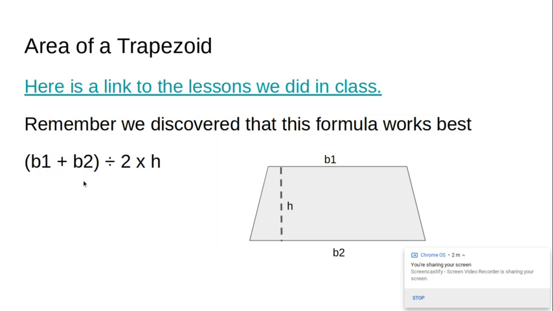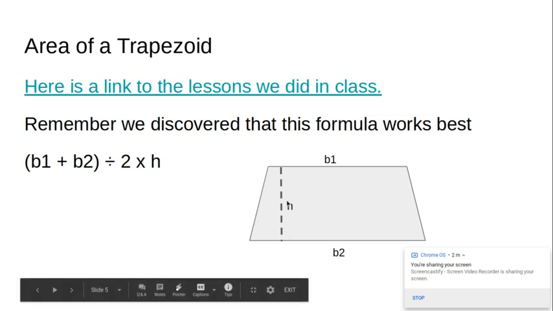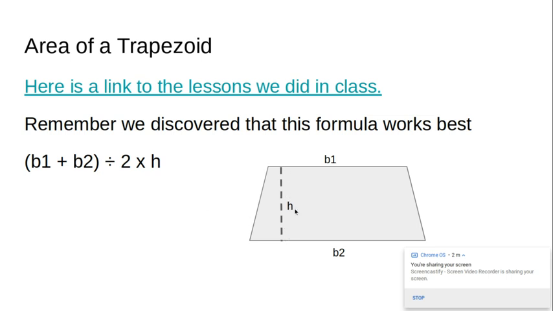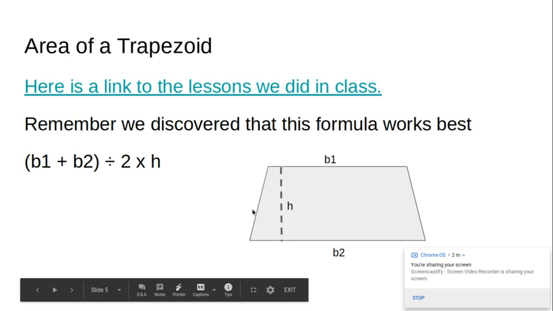So what's the base 1? What's the base 2? Let's divide it in half. That will give us an average. And then we're multiplying it by the height. And if you recall, the height is not this length here on the perimeter. It is the widest part of the object.